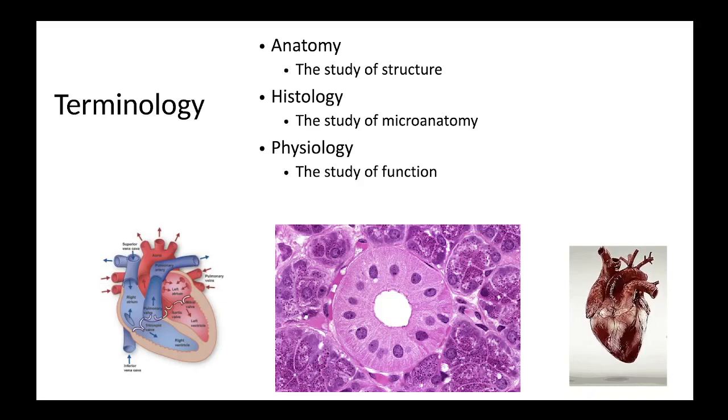So just some basic overall terminology. Anatomy in general is the study of any sort of anatomical structure. Histology is going to be where you're studying the microanatomy of these anatomical structures. So for instance, you might see a cross-section on a little tiny slide that shows you all the cells that are in the anatomical section that's being looked at.